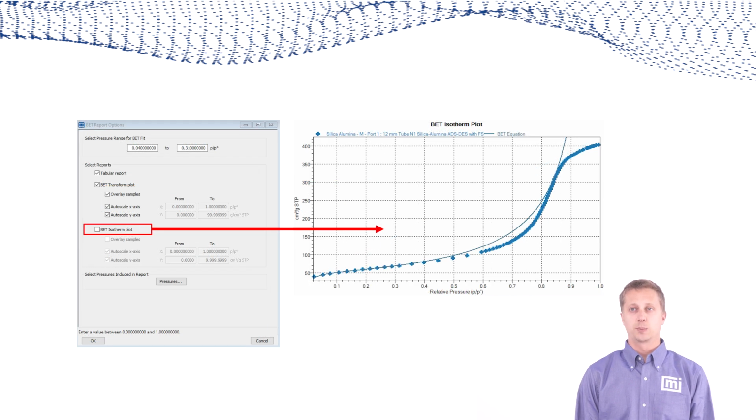The BET isotherm plot shows your actual experimental isotherm data as well as your BET solution isotherm. You can see that there's a fairly good fit in the standard BET fit range between 0.05 to 0.3 P over P naught. Afterwards, however, there starts to be a discrepancy between the data, which is completely normal.